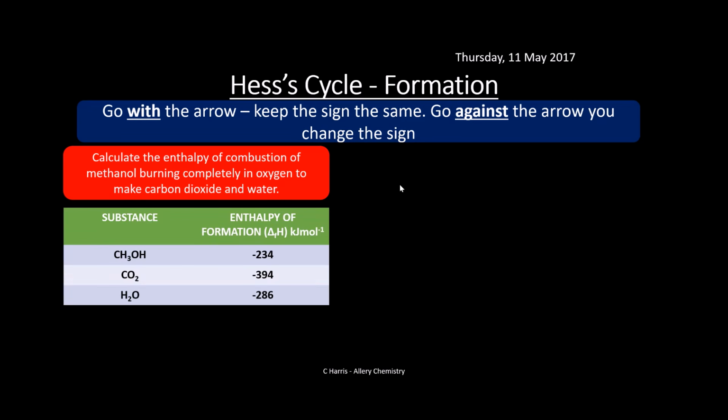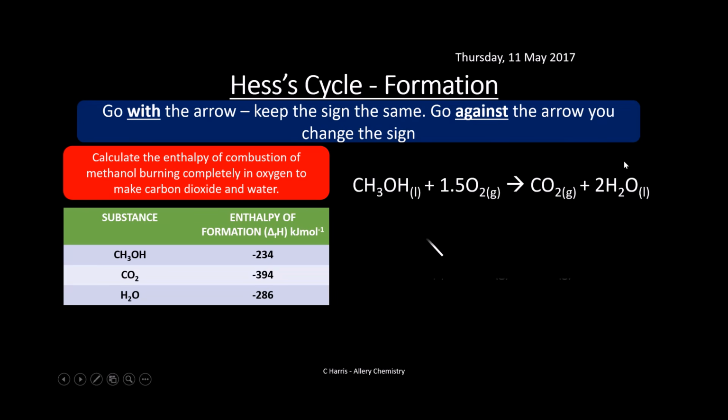So we're going to calculate the enthalpy of combustion of methanol, burning completely in oxygen to make carbon dioxide and water. You can see here, we've got our formation data there. Here's our reaction. Methanol plus oxygen will form carbon dioxide and water. The first bit we need to do is write our elements that make up these. Elements are carbon, oxygen, hydrogen, O2, H2. Balance them, make sure we've got the same number of elements as we do reactants. Then we're going to swap our numbers in. So enthalpy of formation of methanol is minus 234. We've got one of them, so that's fine.